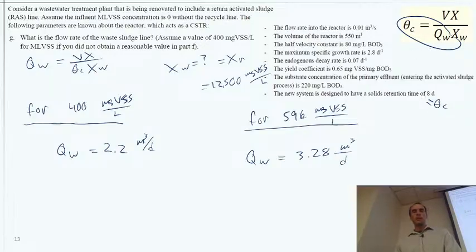The only other piece that might be complicated is what is XW? Well, earlier in the problem, we defined an XR. We were given that, so we could just make use of that same one, 12,500 milligrams VSS. And so if we do that, then we can rearrange, put in our numbers, and we should get values of either 2.2 cubic meters per day or 3.28 cubic meters per day. So it's a pretty small amount of sludge that we're wasting compared to how much water we are treating, essentially. Okay, does that make sense?